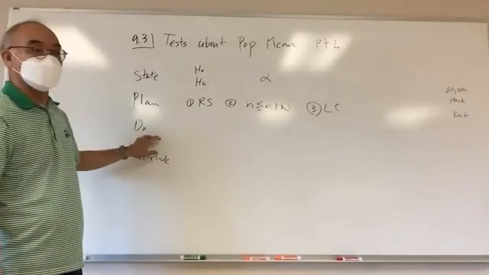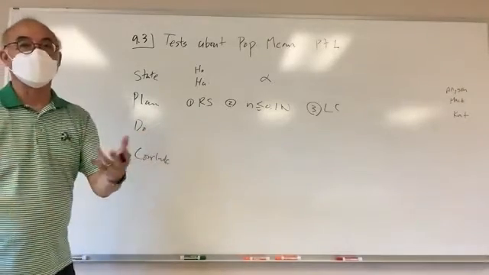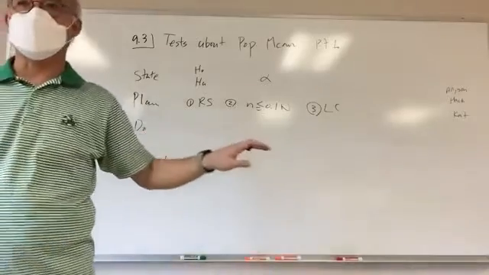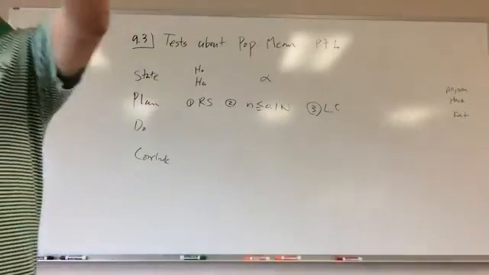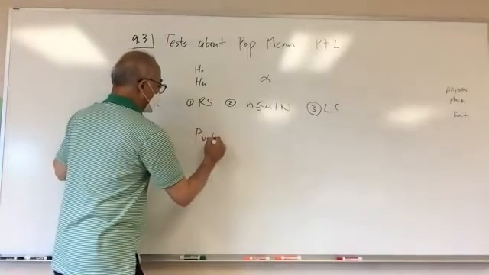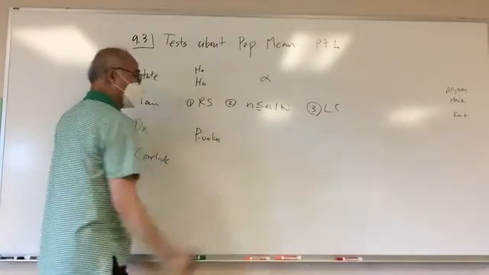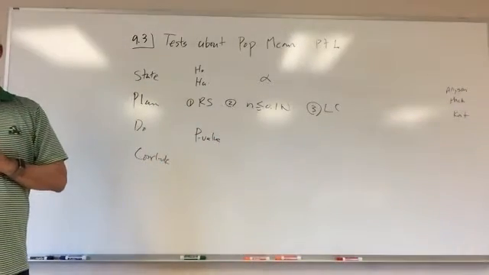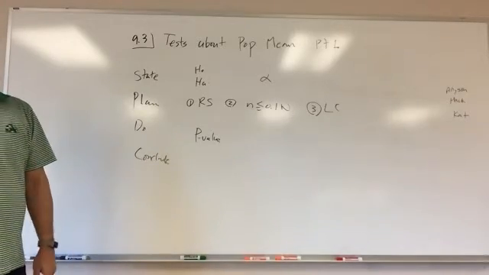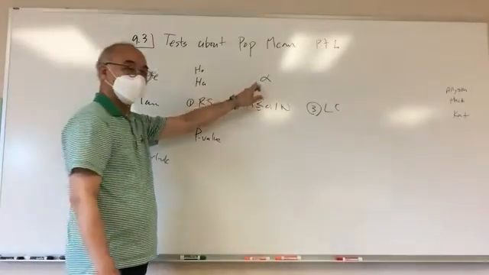And the do, we're actually going to do it. What are we accomplishing in the do part? What are we trying to find? You're trying to find the p-value. And then to conclude, what are we going to do with the p-value? Compare it to the alpha.